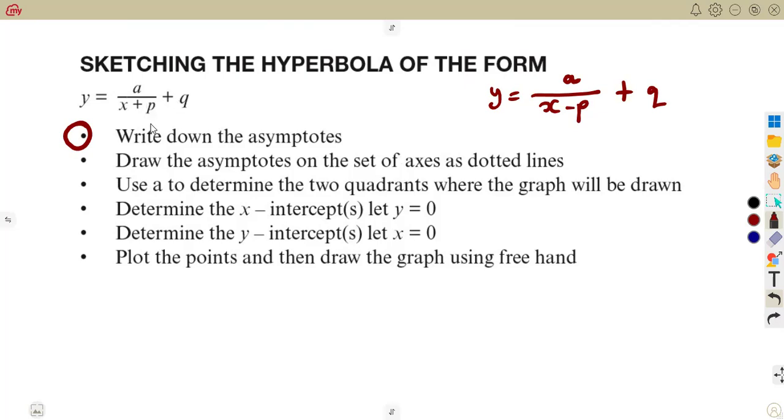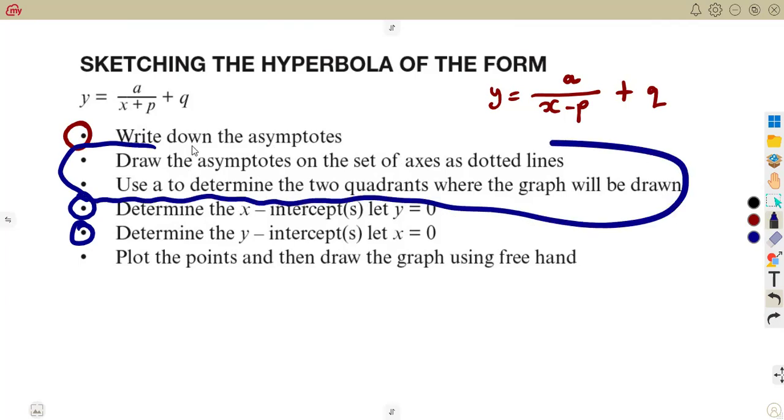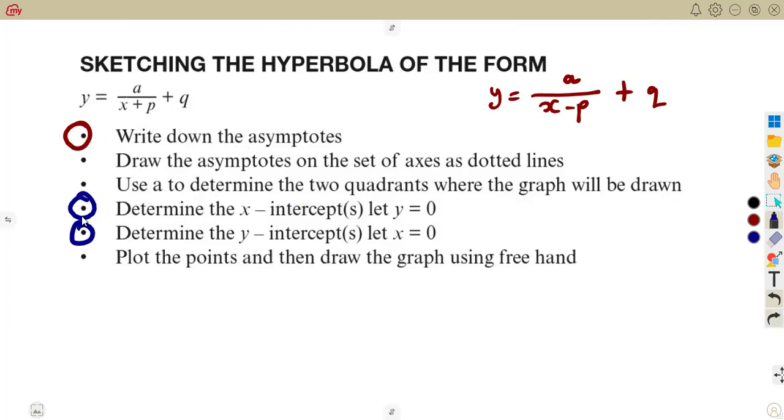All right? With those asymptotes, before you draw the asymptotes on the set of axes, this one we are going to look into later on. But from there, what you need is to determine the x-intercept. Remember, your x-intercept does not change. Y is always equal to 0. Also, for the y-intercept, x must be equal to 0. Then you use this idea of drawing the asymptotes so that we can plot or sketch our graph at the end using what? Freehand.